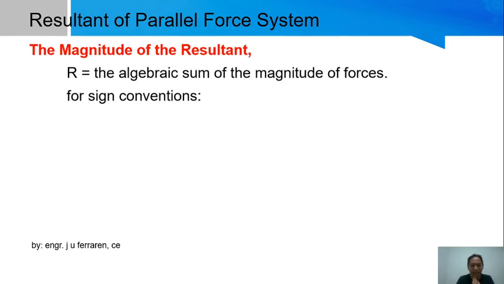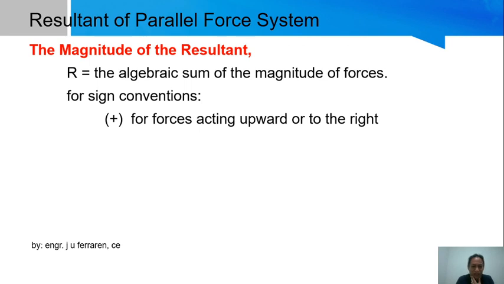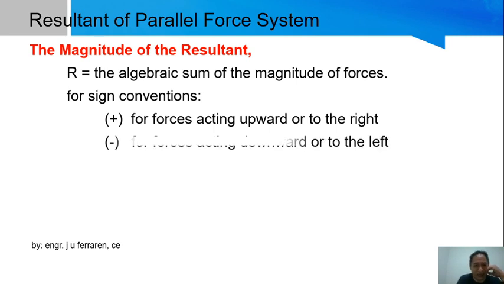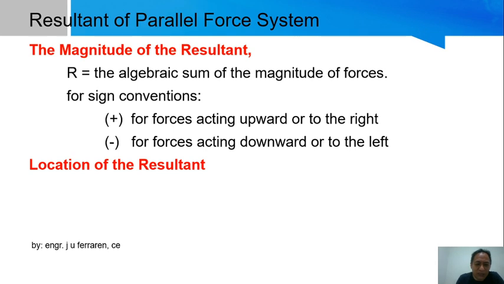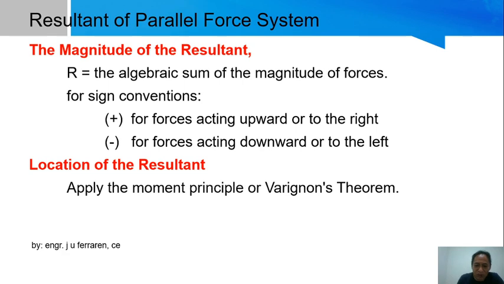It is simply an algebraic sum of the magnitudes of forces. For sign convention, if your force is acting downward, then the force is taken as negative, because upward forces are usually treated as positive. If it is moving to the right, then it is positive. Downward forces are negative, and to the left is also negative. For the location of your resultant, we have to use Varignon's theorem or the moment principle.